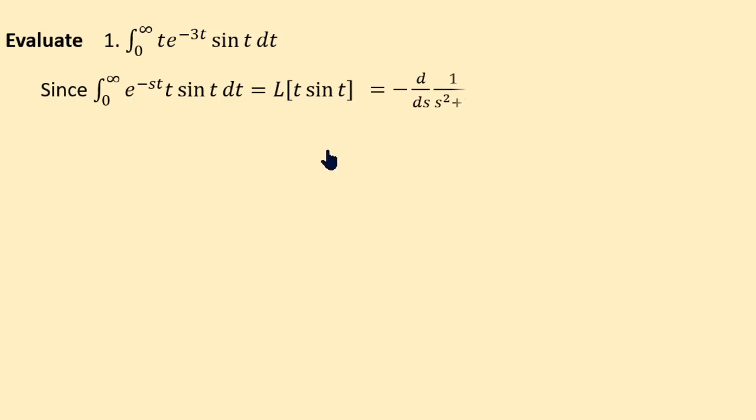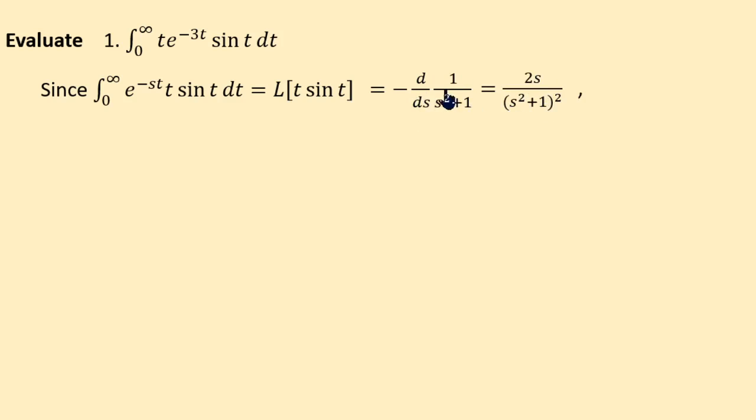d by ds of the Laplace transform of sin t, that is 1 by s square plus 1. So, s square plus 1 whole square is in the denominator. In the numerator, denominator into derivative of the numerator, which is 0. So, the first term is 0 minus 1 into 2s, so minus 2s. Here is one minus sign, so it is 2s by s square plus 1 whole square.